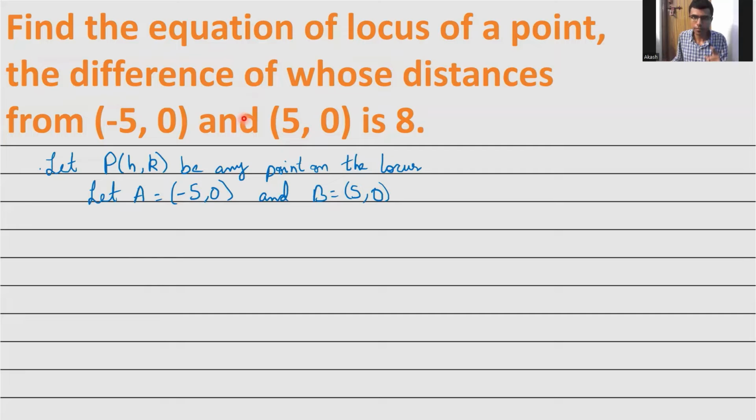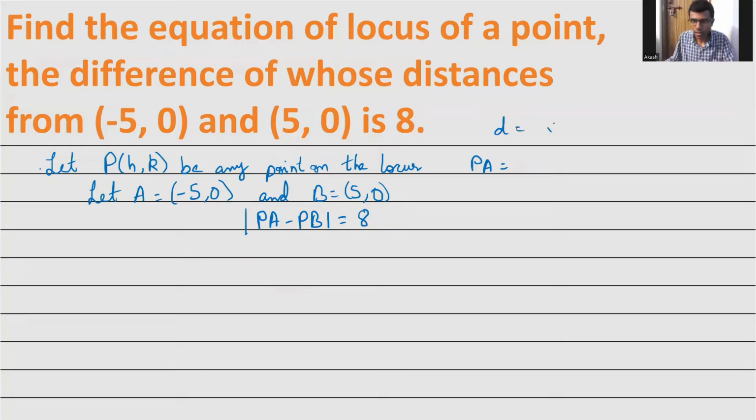Am I right? No, it's actually mod of PA minus PB is 8, because PA minus PB could come out negative, but we want it to be positive, so that's why we are taking mod of PA minus PB as 8. Mod of PA minus PB is equal to 8. This is the required equation. But before we start, you could just write the PA and PB values.